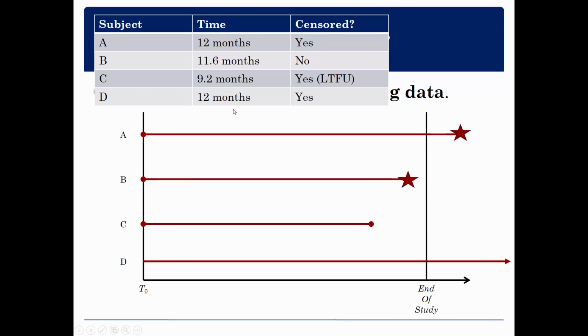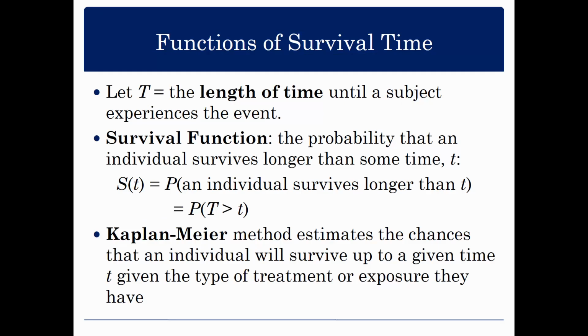And then D, similar to A. Notice although A had the event and D didn't, they end up contributing the exact same information to the data set: 12 months and censored. Even though D didn't have the event and A did, they were both outside the study period. So this is a unique feature of survival analysis that we have to account for when we're following individuals for the event.